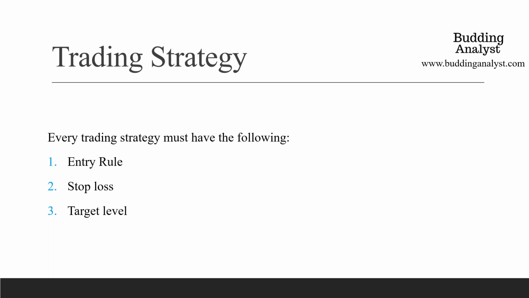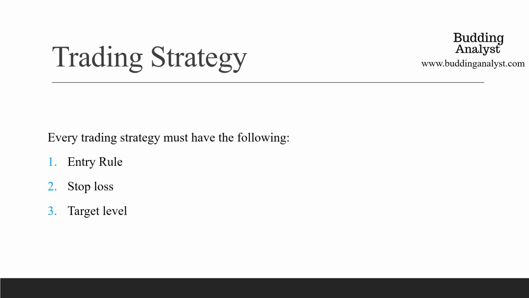So we have to set our entry rule, at which we are going to enter the market, and next the stop loss, at which we believe that this is our risk control level and we cannot lose beyond this level. And the next one is your target level, at which we generally believe that our stock price, after our analysis, is going to be, and we'll exit after making a profit.